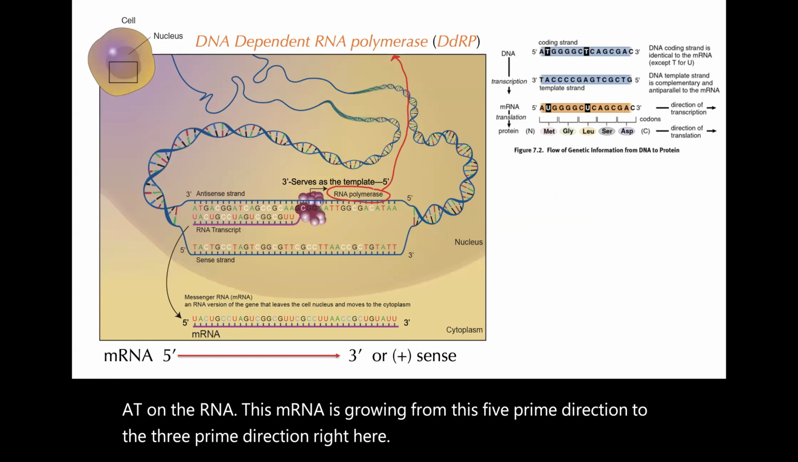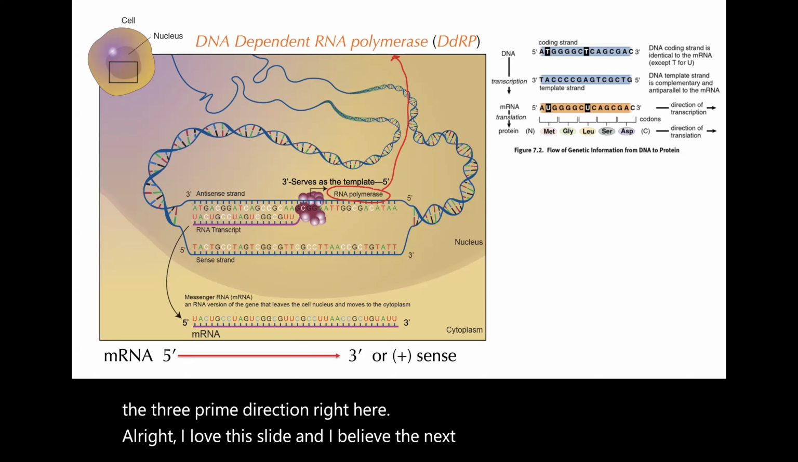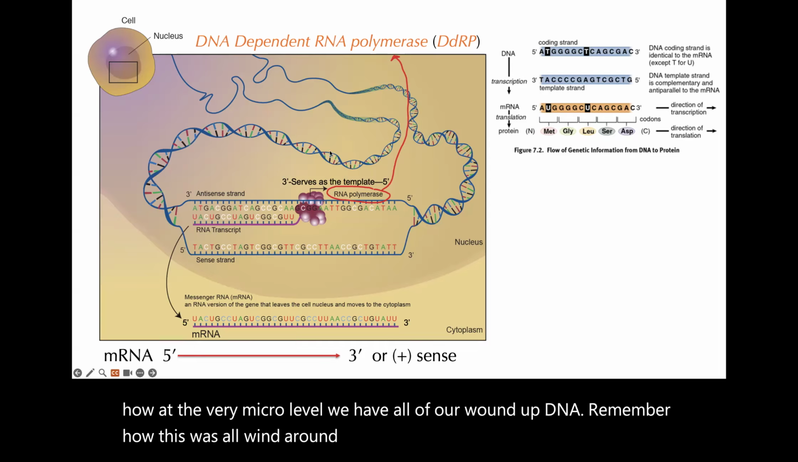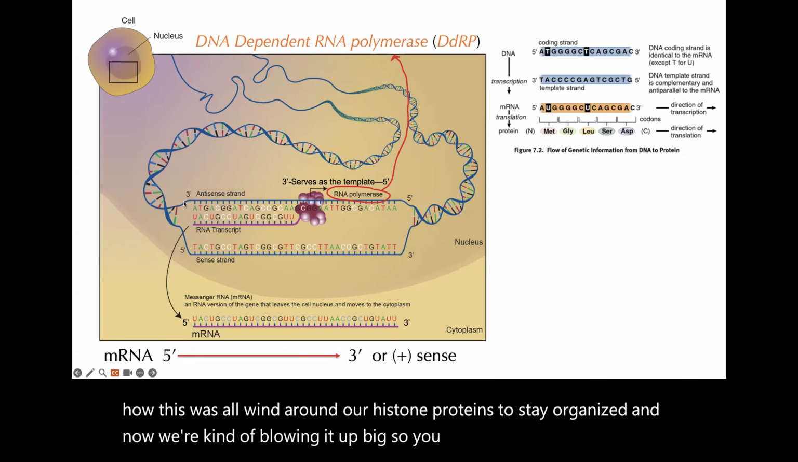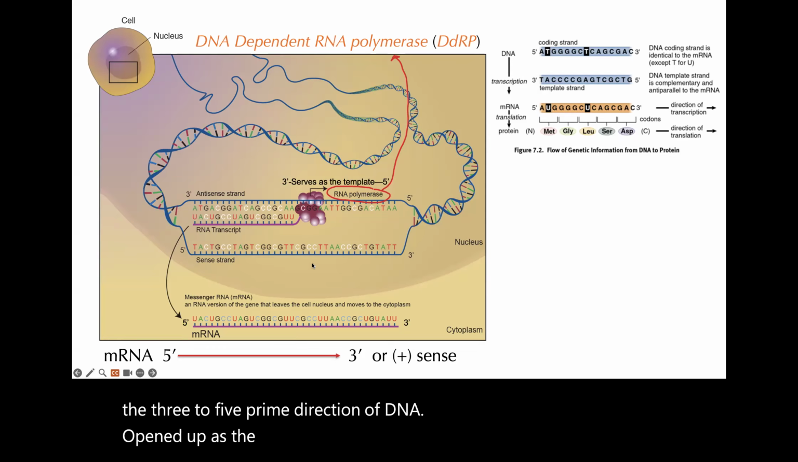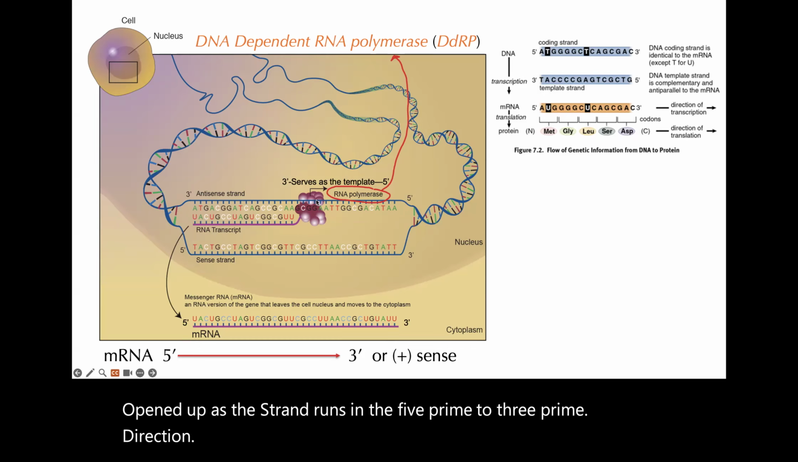All right, I love this slide, and I believe the next one is similar. It shows you how at the very micro level we have all of our wound up DNA. Remember how this was all wound around our histone proteins to stay organized? And now we're blowing it up big so you can see this strand running in the 3' to 5' direction of DNA opened up as this strand runs in the 5' to 3' direction. We call the 3' to 5' direction, like I said, the negative strand.